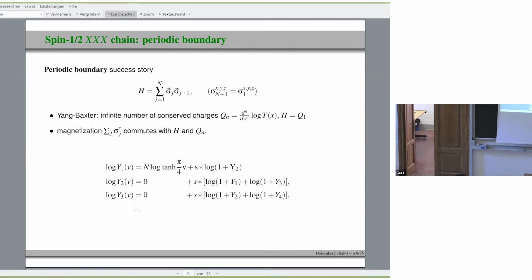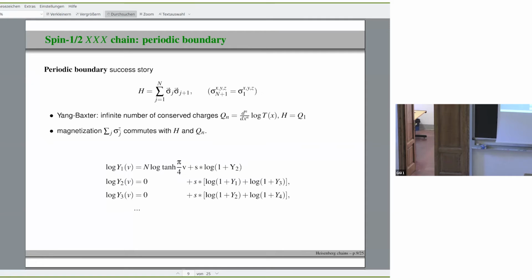Now I would like to turn to the spin 1/2 Heisenberg chain. First to that with periodic boundary conditions, and then to the spin 1/2 Heisenberg chain with arbitrary integrable boundary fields, and want to contrast these cases in the following way. For periodic boundaries, this approach by the T and the Y system is a success story.